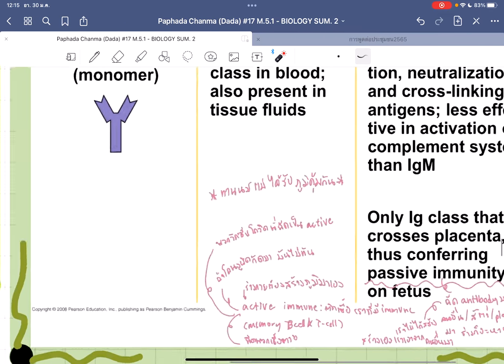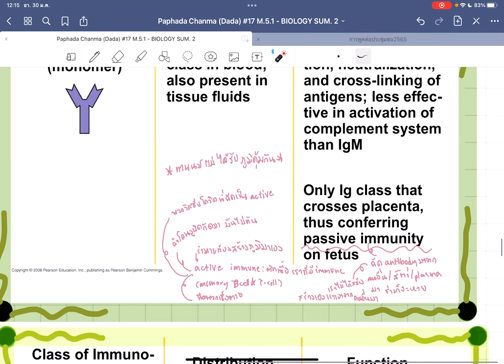Passive and active immunity. Active immunity is the same. We have immunity. We have both B cells and T cells.